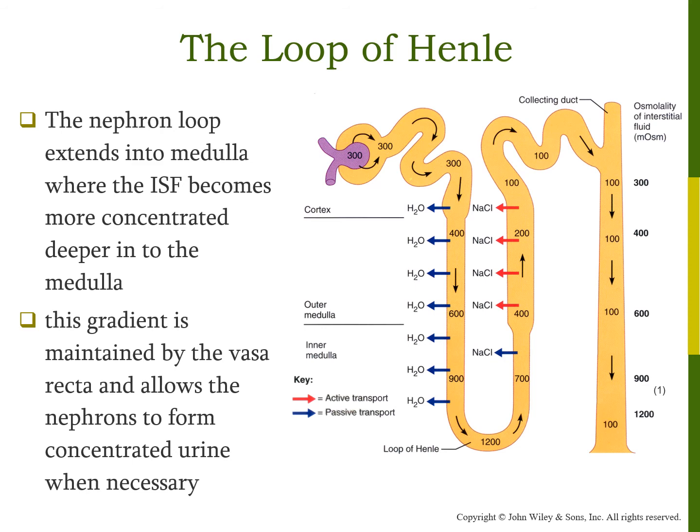Also note that within the medulla, the interstitial fluid surrounding the tubule becomes more concentrated deeper into the medulla. And these conditions allow the loop of Henle to form very concentrated urine when necessary. Also note that these conditions are supported by the flow of blood through the ascending and descending limbs of the vasa recta capillaries.